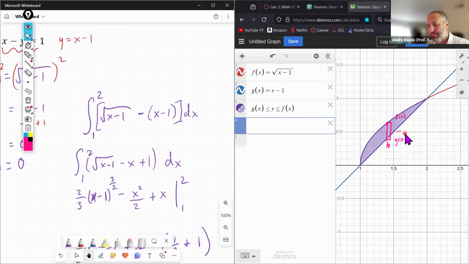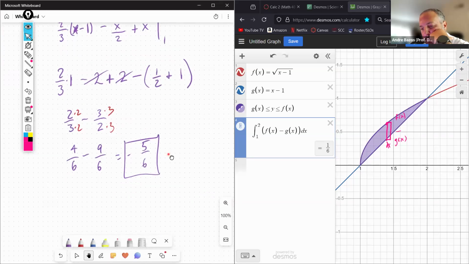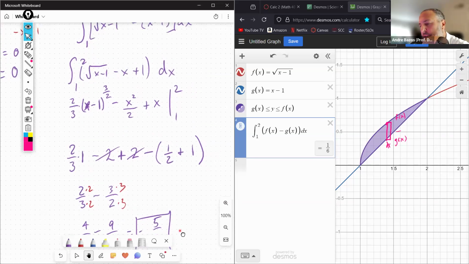And now let's do the integral. Integral from 1 to 2, let's see if I get the same thing, 1 to 2 of, I'm gonna do parentheses f of x minus g of x dx. And I can change it to a fraction to get 1/6. That is not what I just got. So let me go through this.